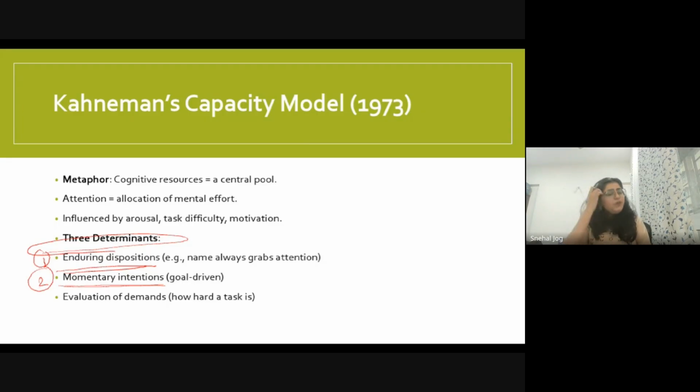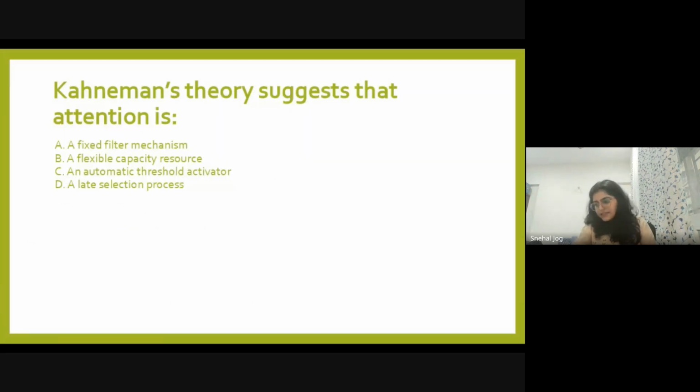So far, we have looked at four models, correct? We looked at Broadbent's model, we looked at Treisman's attenuation model, we looked at late selection model, and now we looked at Kahneman's capacity model, right? Quickly, an MCQ on this. Quickly tell me what it is and then we move on. Kahneman's theory suggests that attention is what do you think it is?